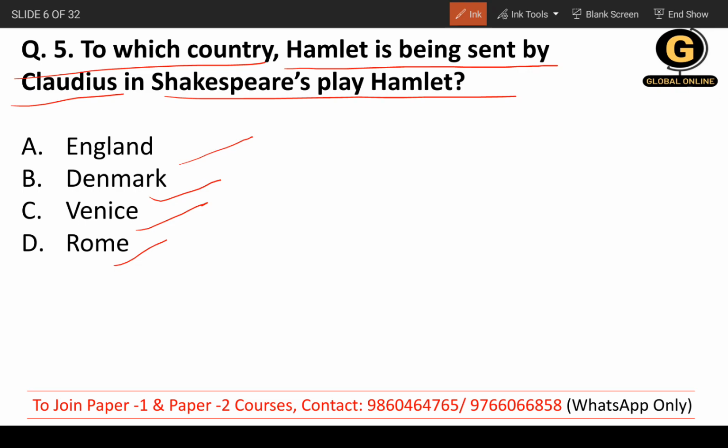Okay, so do think about it. These are the minor things that sometimes we skip, but the examiner knows what we will skip, so they'll ask you questions on that, to check whether you are very much aware of these facts or not. Okay, so the correct answer is England. Hamlet is being sent by Claudius in Shakespeare's play Hamlet to England. Okay, got it.